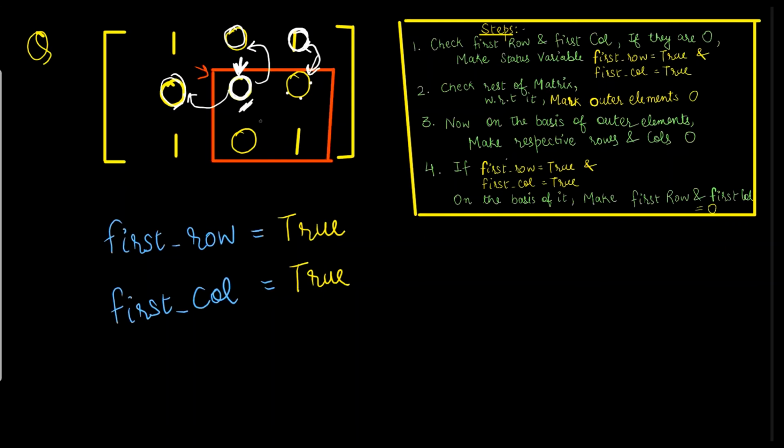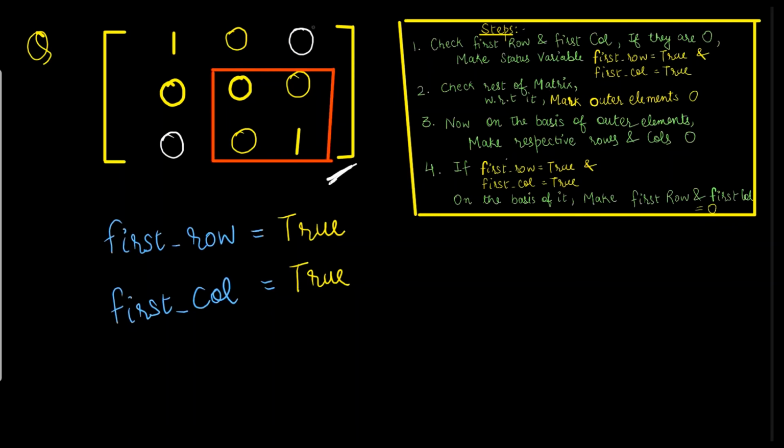Then I will check the other one. Here also I have 0. So I'll make the respective row and respective column 0. In the column I already have 0, but in the row I was having 1, so I will make it 0. Then I will check the next. Here I have 1, so I will ignore it. So here I'll get this matrix.